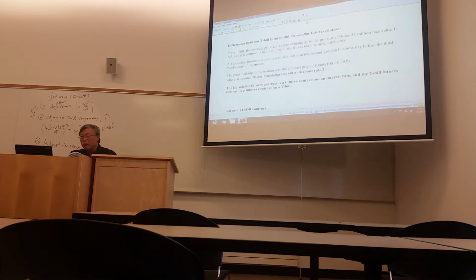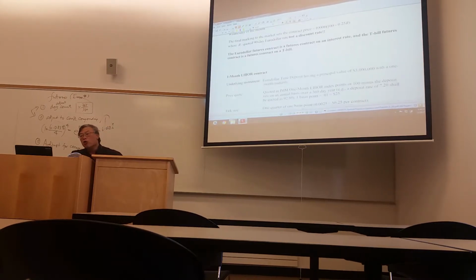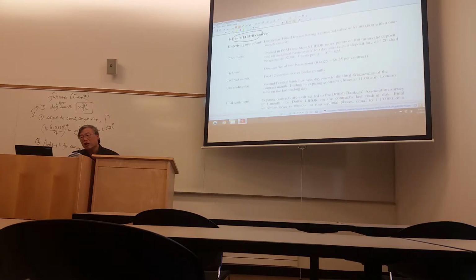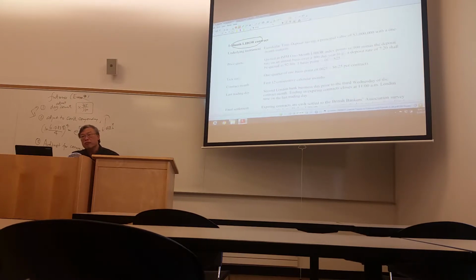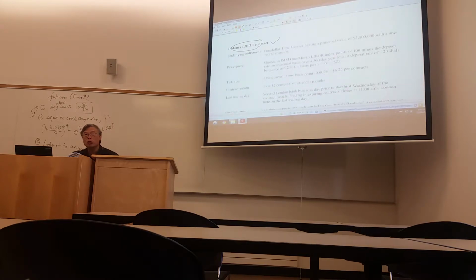Now this is again the difference between T-bill futures. For T-bill futures, the underlying asset is a T-bill. So when you accept delivery, you will accept a T-bill. But for the euro-dollar futures contract, the underlying asset is an interest rate, so you cannot accept the interest rate. So it's always cash settlement. That is a major difference. In the real world, we also have the 1-month LIBOR contract, which is a 1-month interest rate. It was traded in the market, but it's not very active. People still trade the euro dollar.